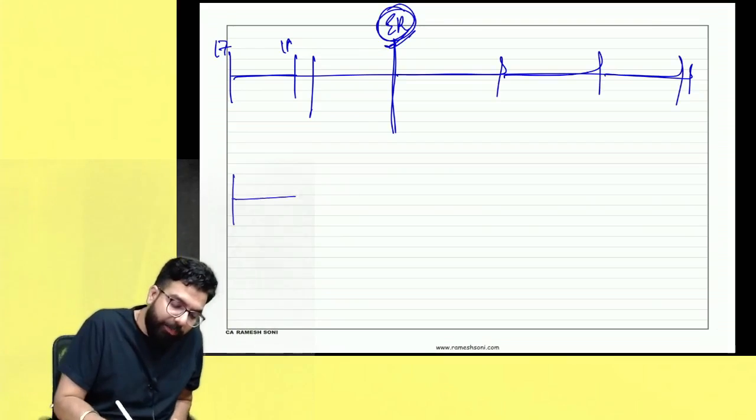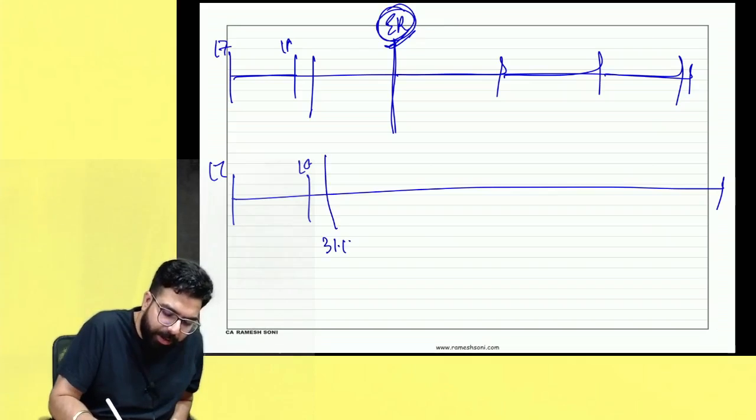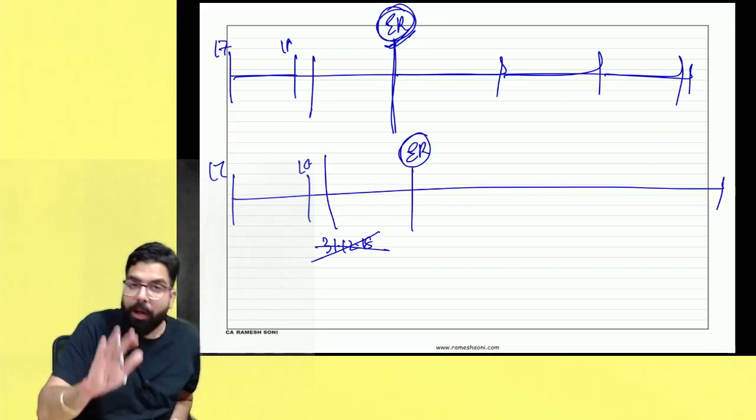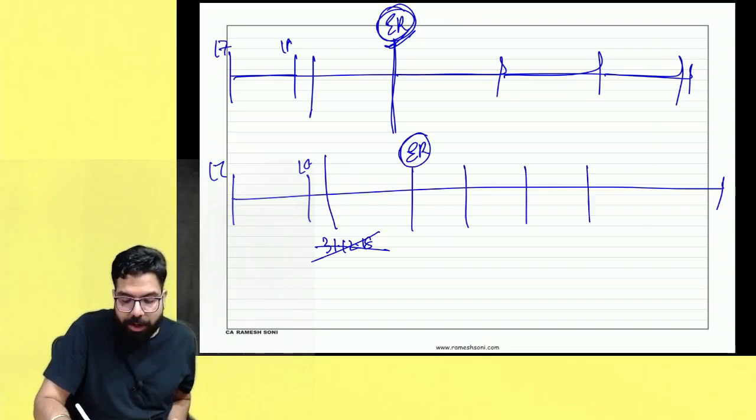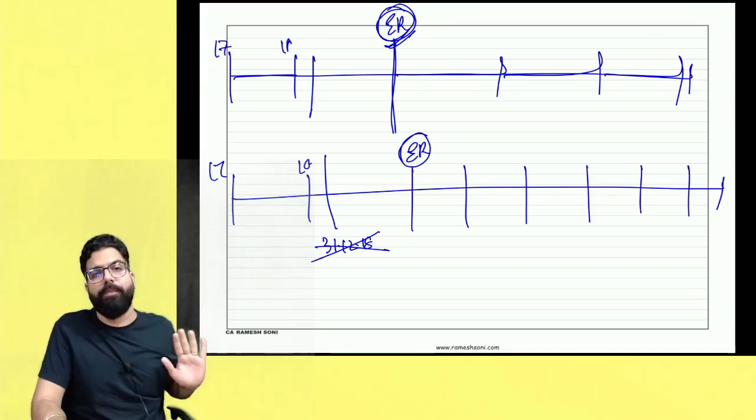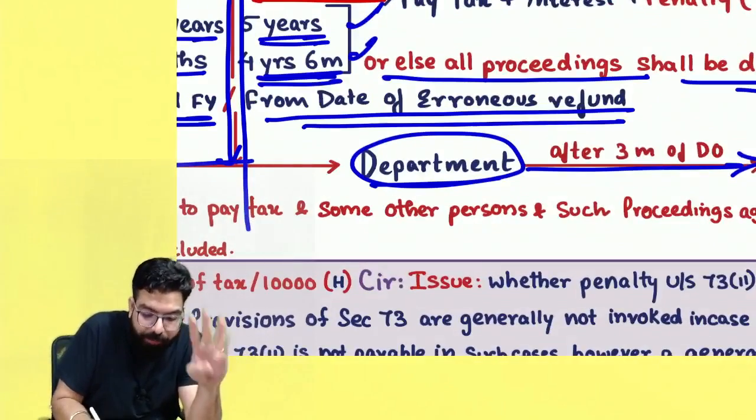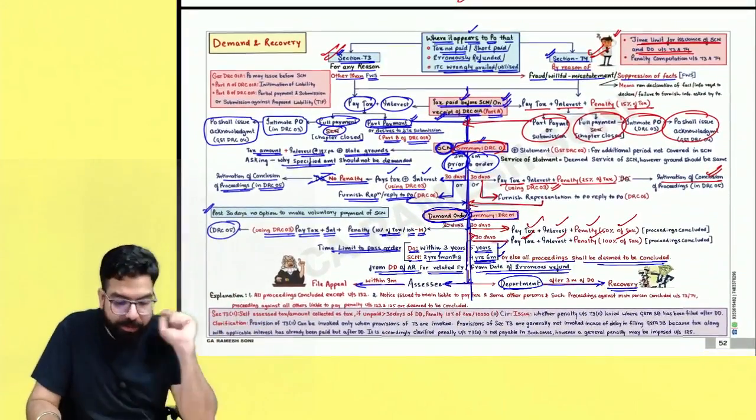And sir, if it's a fraud case, then 2017-18, supposing this is 31st December 2018, don't see this. Always see, in an erroneous refund case, under Section 74, from the date of the erroneous refund they will go ahead and give you a show cause notice within 4 years 6 months and a demand order within 5 years. So remember, in case of erroneous refund, it is always from the date of the erroneous refund. Done, sir? Point is clear.